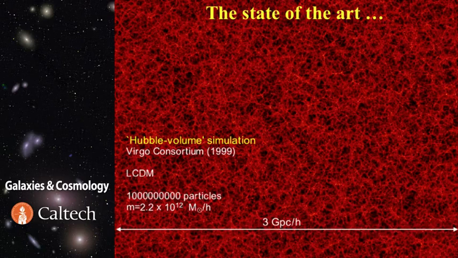Today, this is a very well-developed art, and this is just a small snapshot of one of the more modern simulations by the so-called Virgo Consortium, and it covers essentially the entire observable universe. We can also zoom in in great detail and see how structures form on galactic scales. So then that has to be compared with observations.